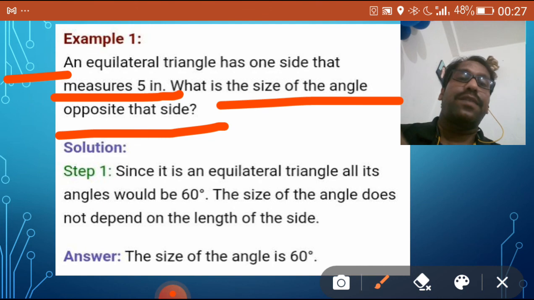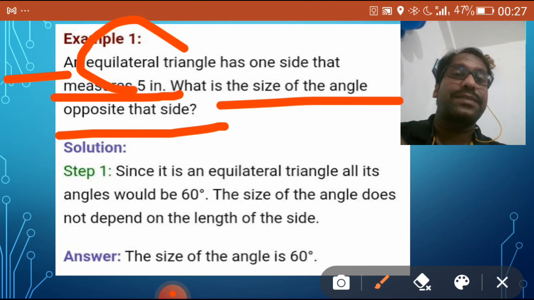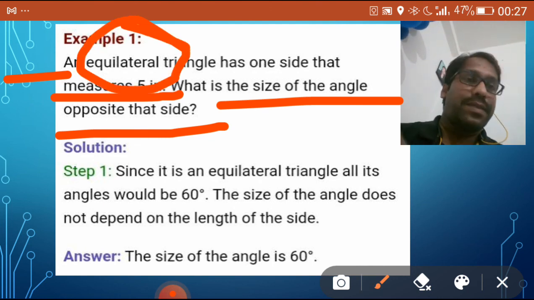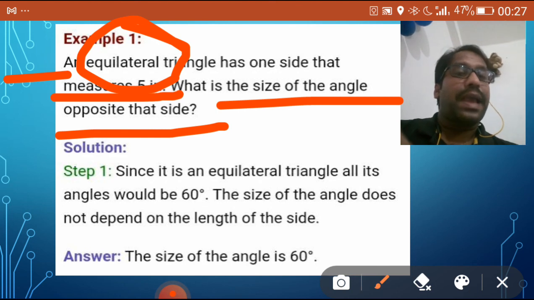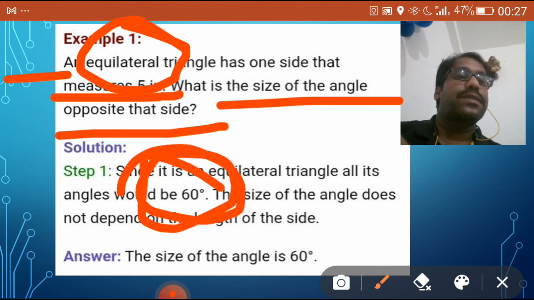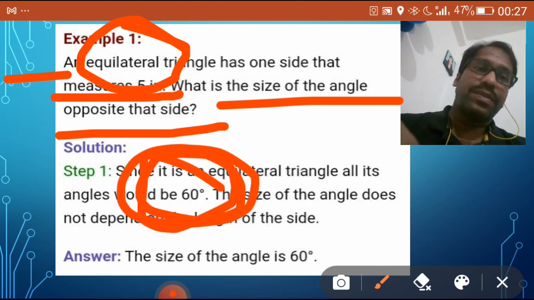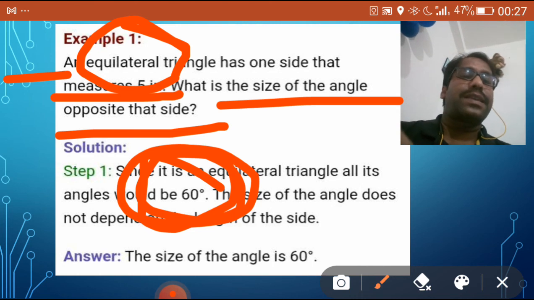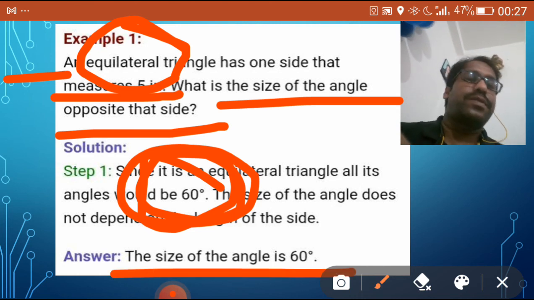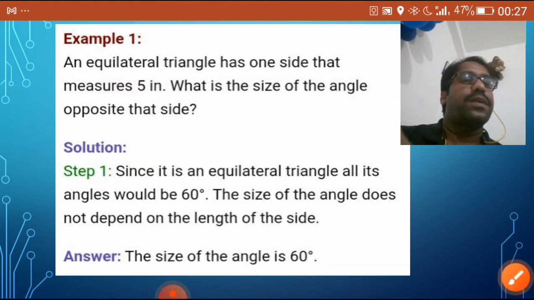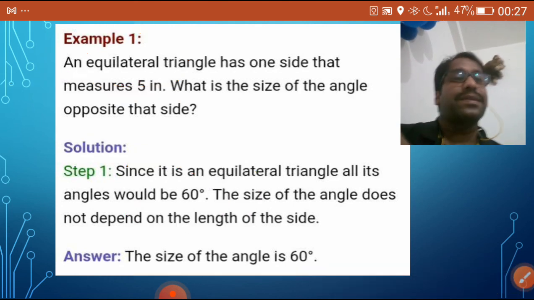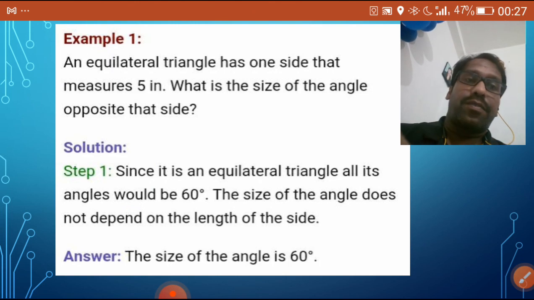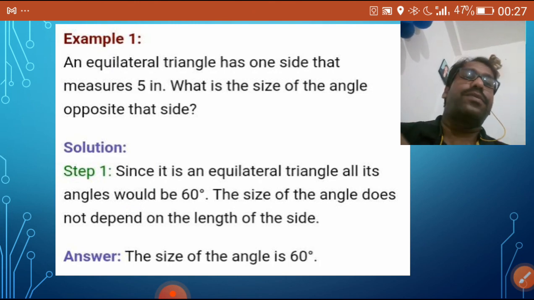We know that if this word has come, equilateral, whatever the size of one side is, the angles are always 60. Any angle in that triangle will always be 60 degrees. So what is the size of the angle? Obviously that is equal to 60 degrees. We have to understand this every time. Even if you don't give me the size, I can say the angles of an equilateral triangle are always 60 degrees.